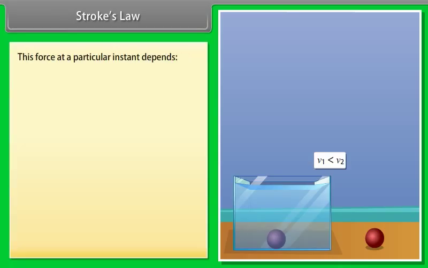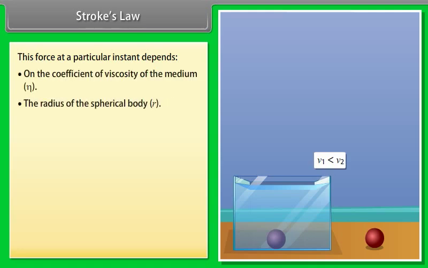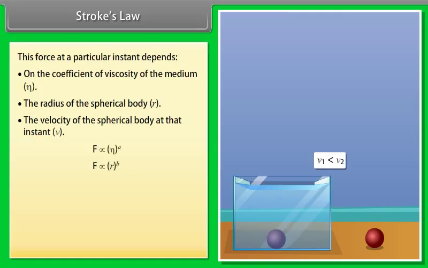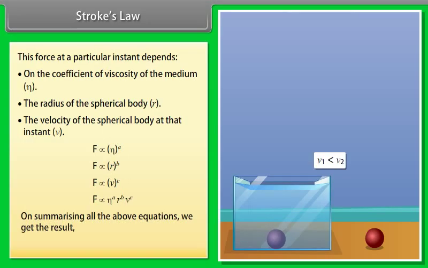This force at a particular instant depends on the coefficient of viscosity of the medium, the radius of the spherical body, and the velocity of the spherical body at that instant. Force is directly proportional to eta, radius and velocity. On summarizing all the above, we get the result: F is equal to 6 pi eta r v.